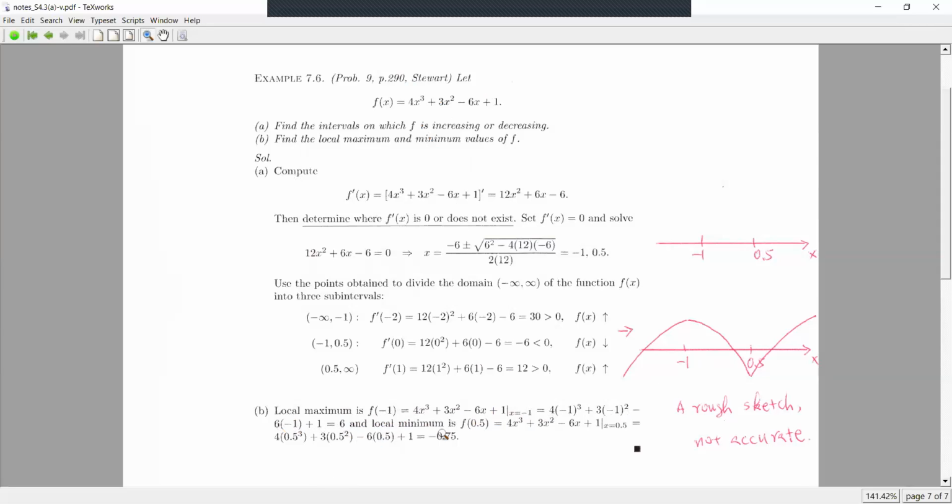And the local minimum function value is the function value at 0.5. How to get it? Plug in 0.5 into the function f. Okay. Then I get -0.75. So -0.75 is the local minimum function value, where the location is at x is 0.5. When x is 0.5, the function has a local minimum function value, -0.75.